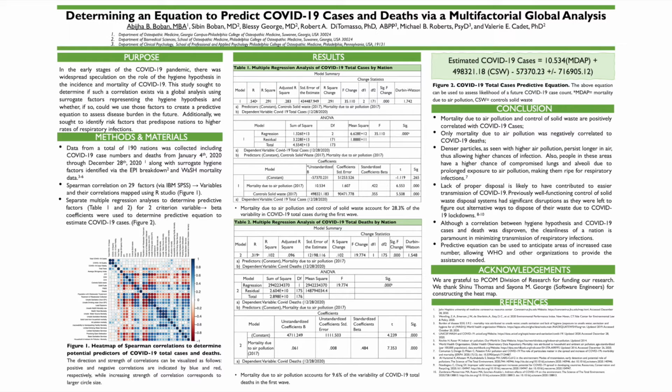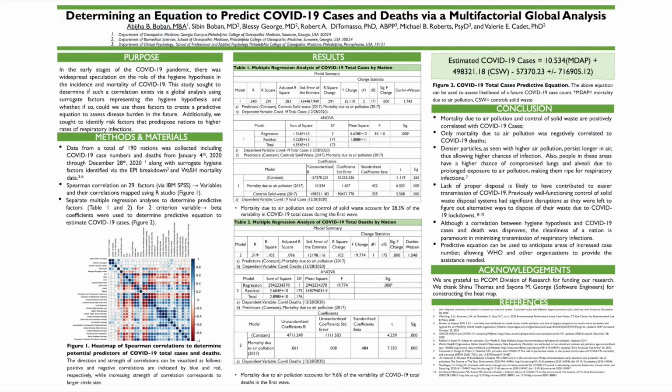The equation for estimated COVID-19 cases is equal to 10.534 times the mortality due to air pollution of that nation, plus 498,321.18 times the control of solid waste of that nation, minus 57,370.23, plus or minus 716,905.12.